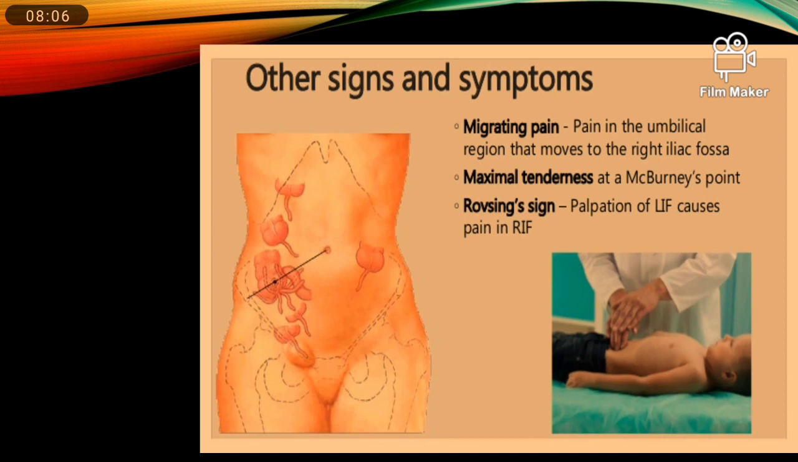Now coming to other signs and symptoms, there may be migrating pain due to radiation, which is the most confusing part of appendicitis. Pain in the umbilical region moves to the right iliac fossa, then maximal tenderness at McBurney's point, as I've already told how to draw McBurney's point. Then the reversing sign: palpation of the LIF causes pain in the RIF. So that is another sign.